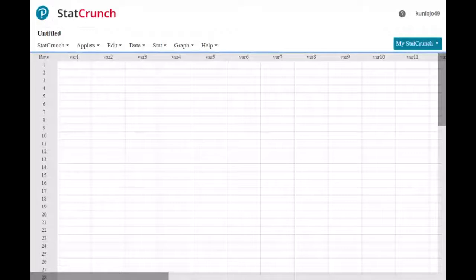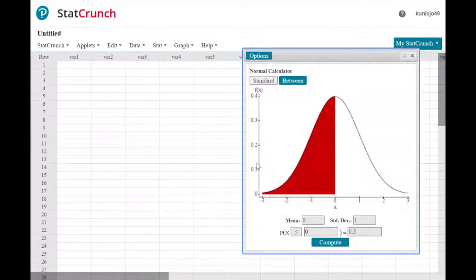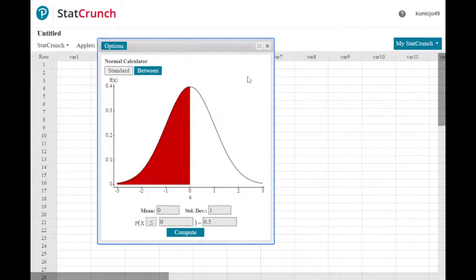And I hope you can see this coming up right now. You see it? Yep. All right, so I go to Stat, Calculator, Normal. Where is it? Normal. See down here? Yep. See it, and see the icon? Yes. It looks just like the one we had in the problem.